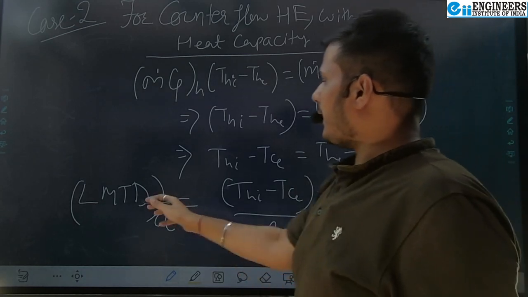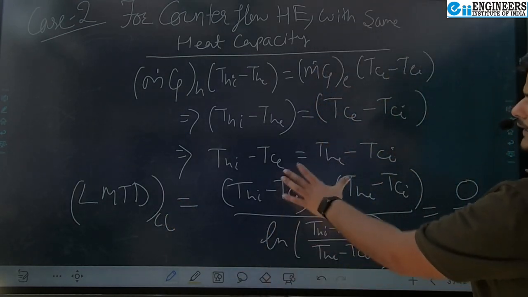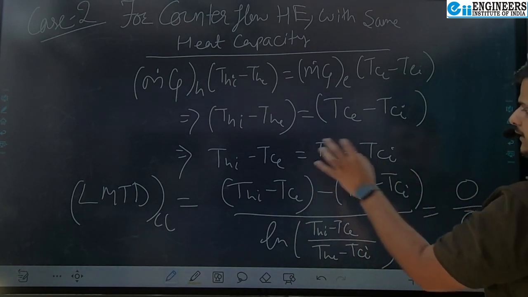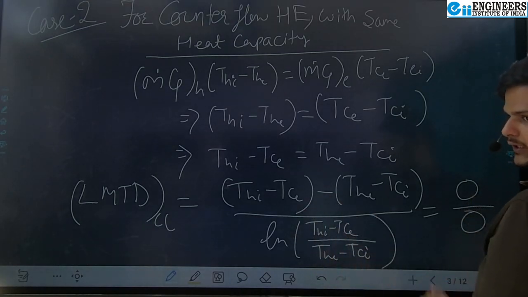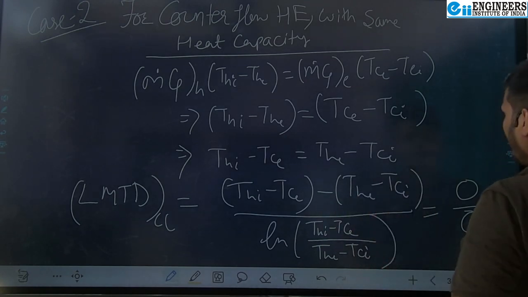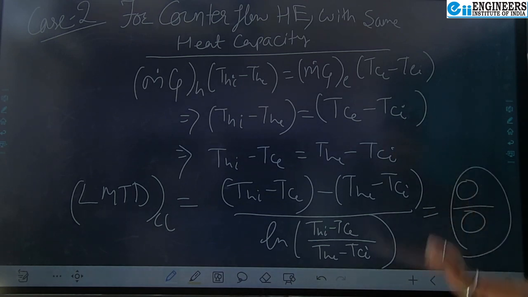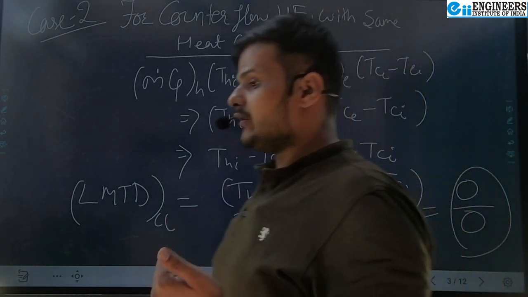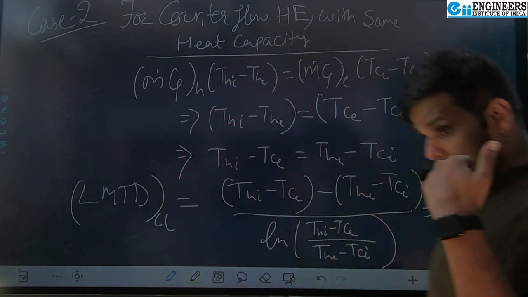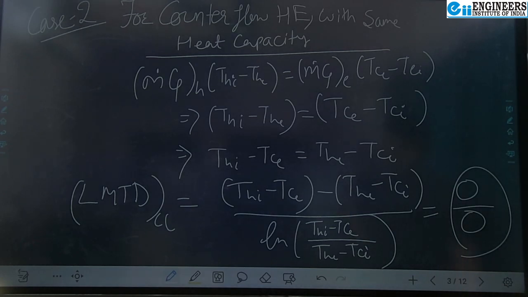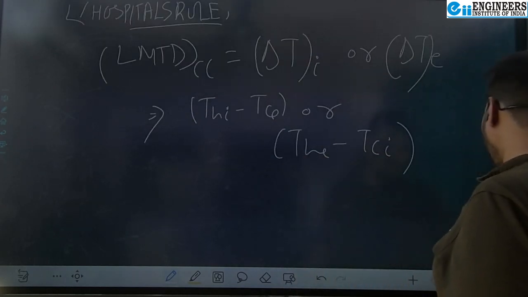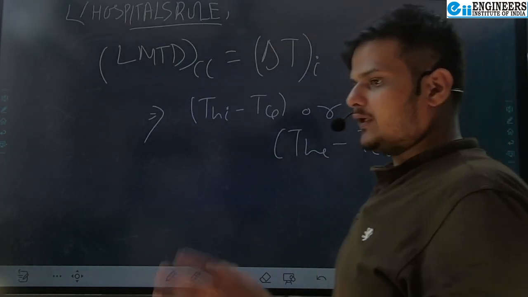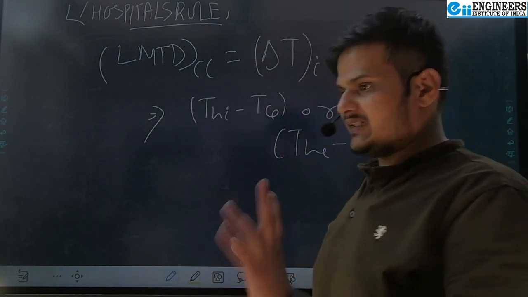Let us consider the LMTD for a counter flow. Then it is THI minus TCE minus THE minus TCI. So this will be 0, and in the ln, the numerator and denominator are the same, so ln 1 is 0. So it is 0 by 0, that is the indeterminate form, and we know from the fundamentals of the derivative that if a system comes to be in an indeterminate form, 0 by 0 or infinity by infinity, we go and apply L'Hopital's rule. That's primarily how it is called, the H is silent over here.